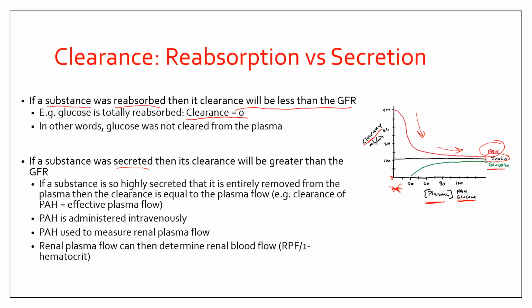So, if a substance is so highly secreted that it's entirely removed from the plasma, then the clearance equals the plasma flow, right? And so that's what PAH does. PAH is administered intravenously. Again, we don't produce that endogenously. PAH is used to measure that renal plasma flow. And we can take that renal plasma flow and convert it. If we know what the hematocrit is, we can convert the plasma flow there, and we can figure out what the total or whole blood volume is too. You just have to divide it by 1 minus whatever their hematocrit is. And that'll tell you the whole blood volume.